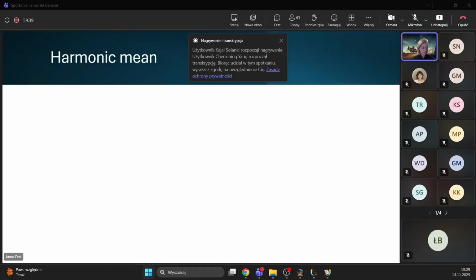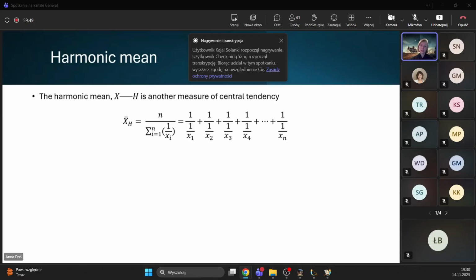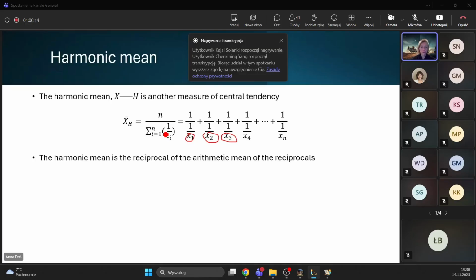Now, we can go to harmonic mean. This is another way of finding the central tendency. This is the reciprocal of the average of reciprocals. So our returns are here. We get the reciprocal of the returns. Then we calculate the average of these reciprocals, and we get the reciprocal of the average. This is harmonic mean, in easy words.